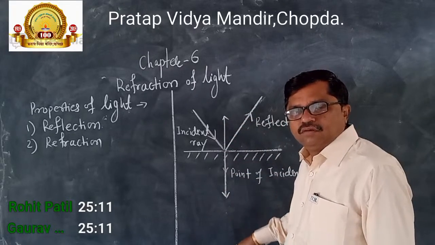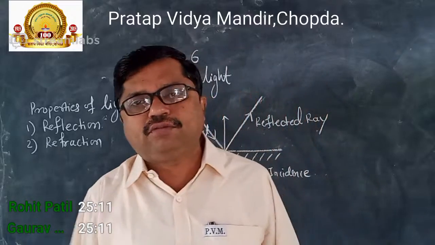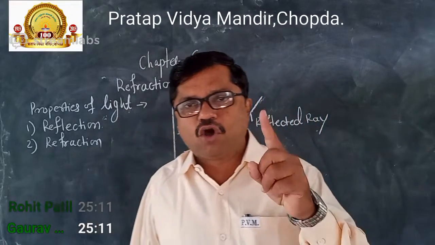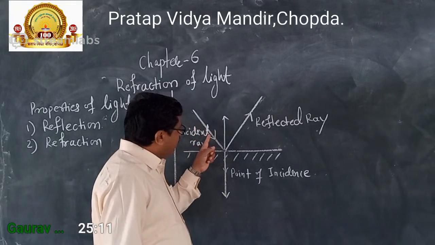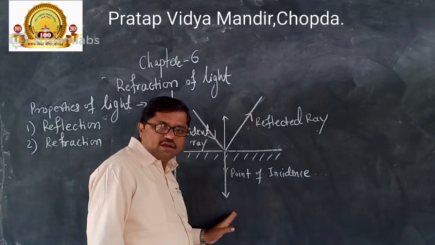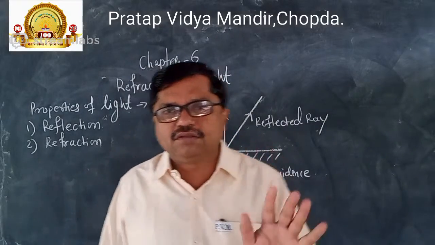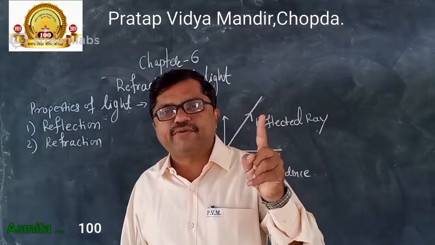And then the laws of reflection that you already studied. What are those laws? The first law of reflection of light is: the incident ray, reflected ray, and normal lie in the same plane. This is the first law of reflection.